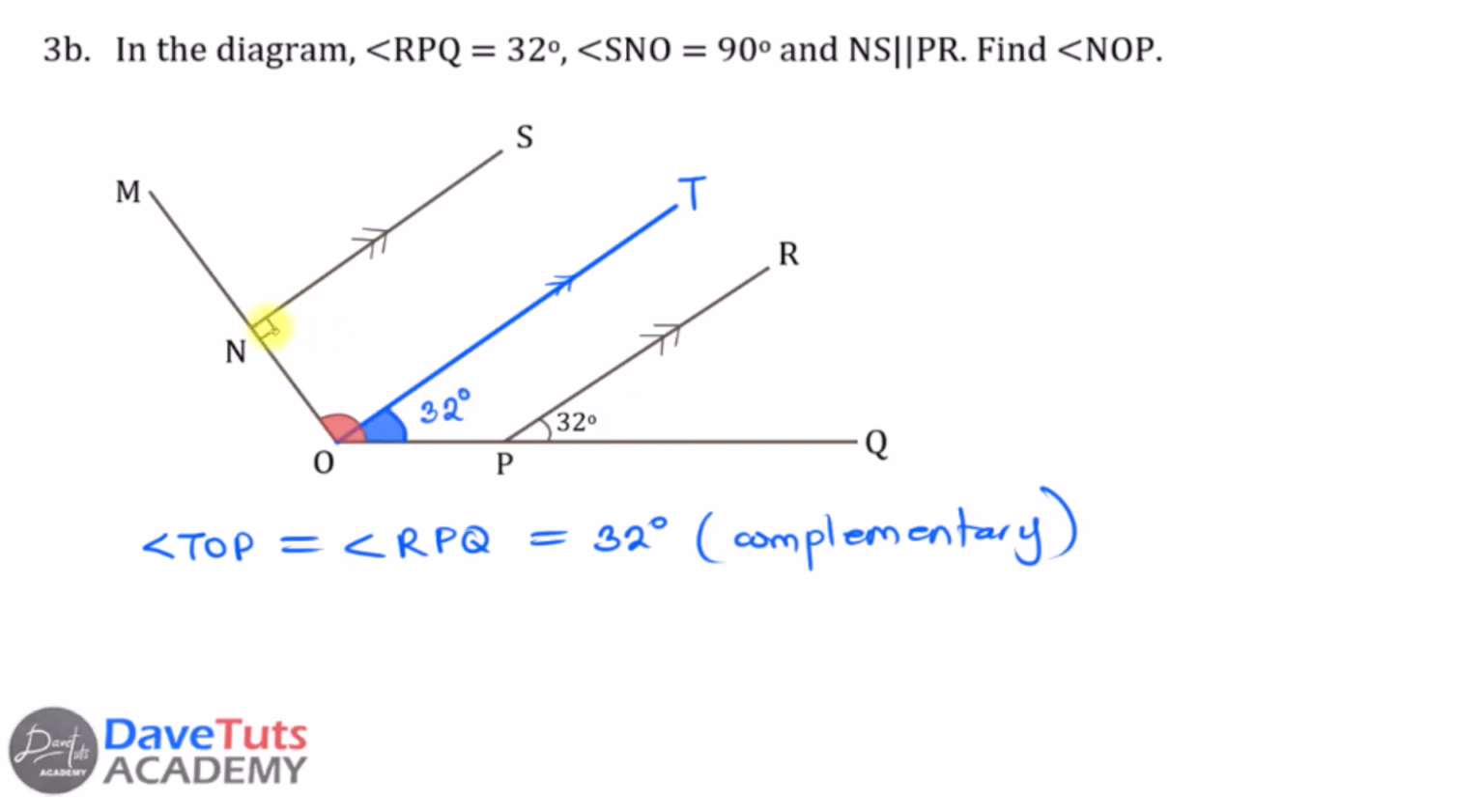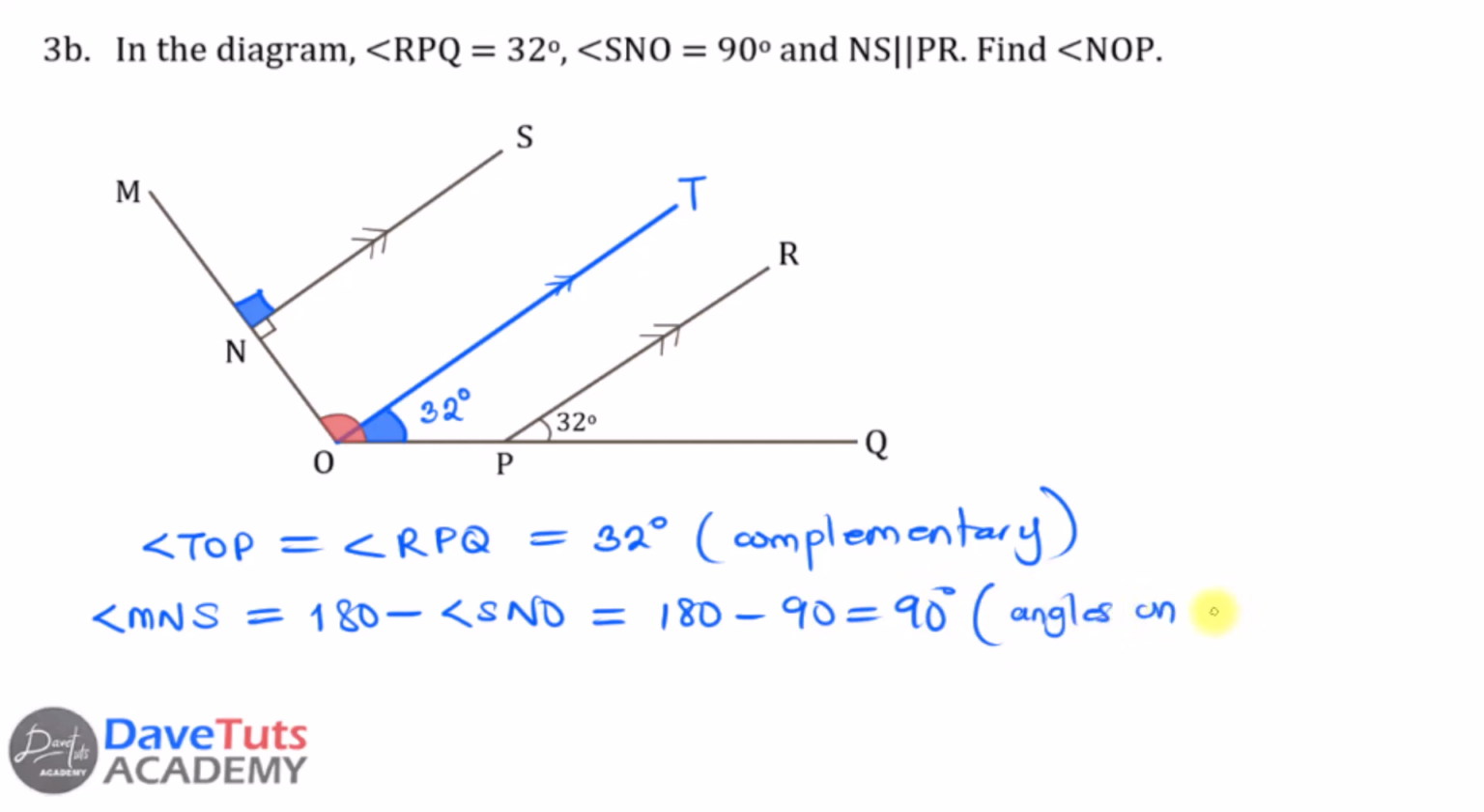Okay, so having gotten that, I can look at this particular side and say that this angle here is going to be 90 degrees because that angle and SNO that we have, they are angles on a line. So I can say that angle MNS is equal to 180 minus angle SNO, and that's going to be 180 minus 90, which is 90 degrees. And why am I saying that? Because they are angles on a line, and the sum of angles on a line is actually 180 degrees.